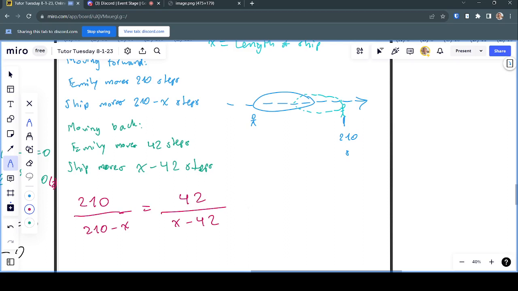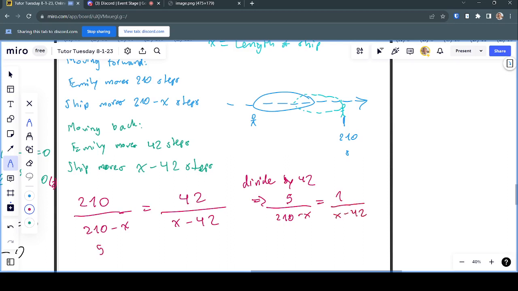If we want, we can just cross multiply this. Actually, since 210 is a multiple of 42, we can even simplify this before cross multiplying. If we divide everything by 42, 42 times 5 is 210, so we'd get 5 over 210 minus x is equal to 1 over x minus 42.